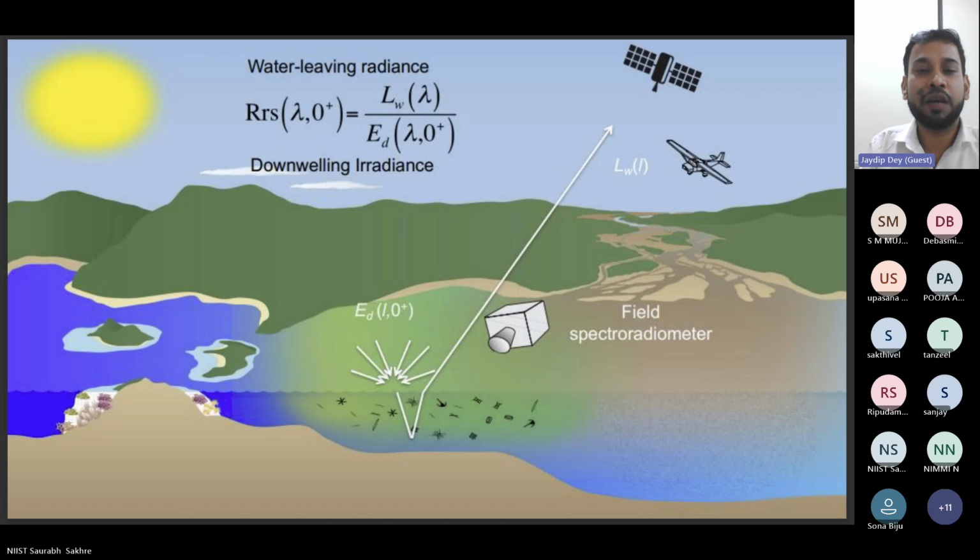Similarly, we have to do bottom of the atmosphere correction, which is essential and necessary in this aquatic remote sensing domain. Here we use both water leaving radiance and downwelling irradiance information to get remote sensing reflectance.